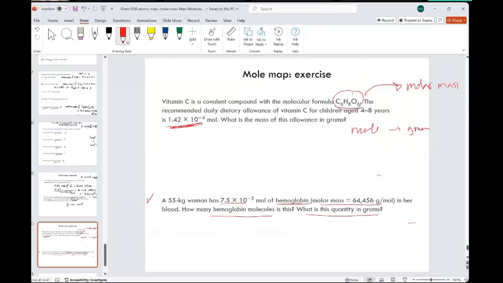What do we do first? We can first find out the gram. So this second part, we can first find out. This molar mass times this mole. You get the quantity in grams. Right?